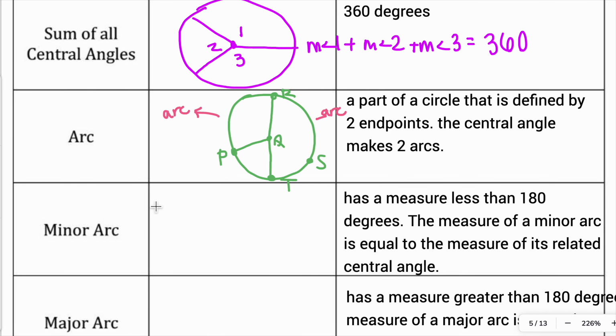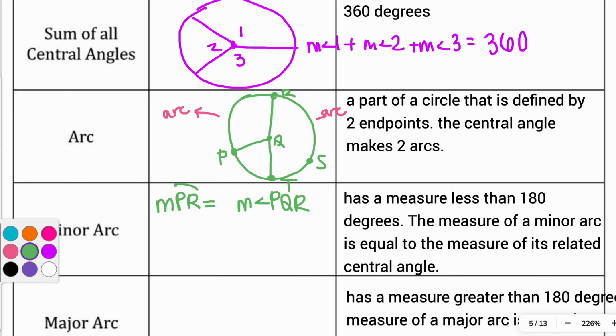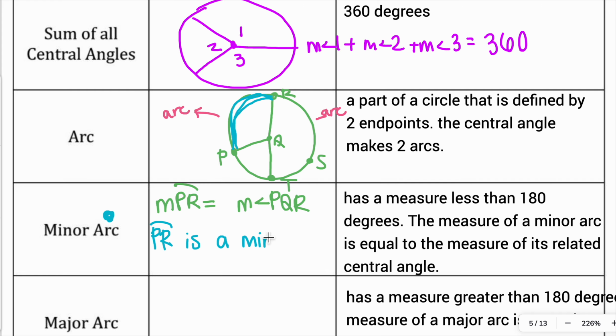Okay, a minor arc has measures less than 180 degrees. So in this picture above, minor arc PR is equal to the measure of angle PQR. So PR is this piece right here. Let's label that one blue. So here's the minor arc PR, and notice that it's the same angle as PQR. Okay, so PR is a minor arc.